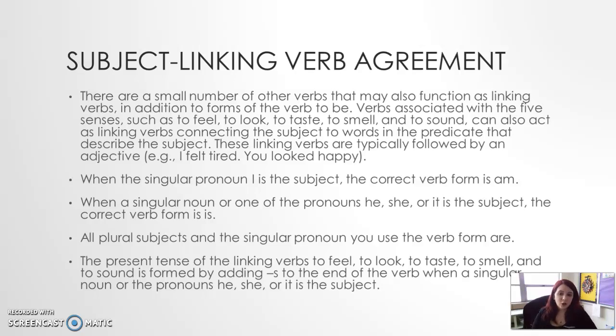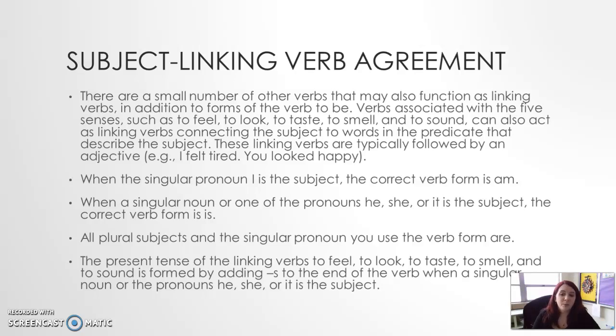So when we're talking about the singular pronoun I, the correct form of the verb to be is am. I am sad. I am happy. That is the correct verb. But if the pronoun is he, she, or it, the correct verb is is. So she is sad. He is there. Notice how I wouldn't say I is or he am. It doesn't sound right even when you say it in your own head. So make sure you're using the correct one.